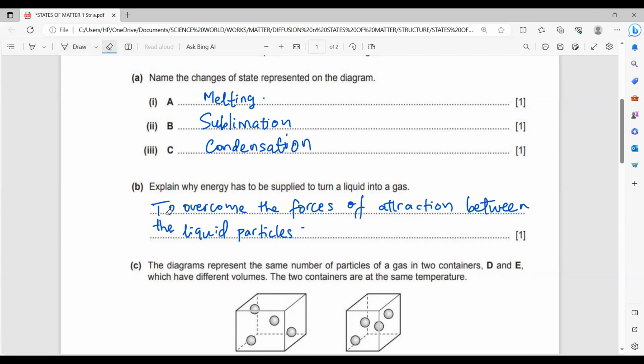So I can put it on the line: to overcome the forces of attraction between the liquid particles.